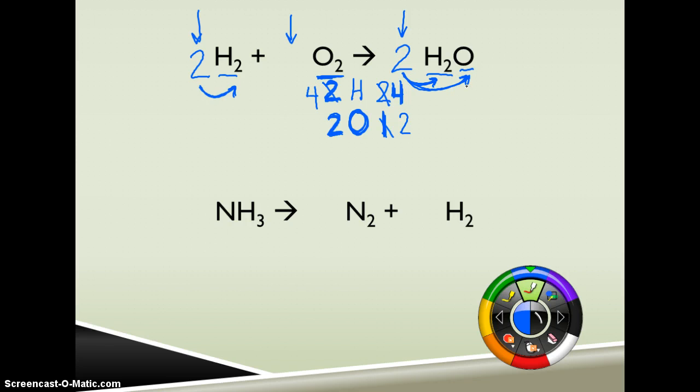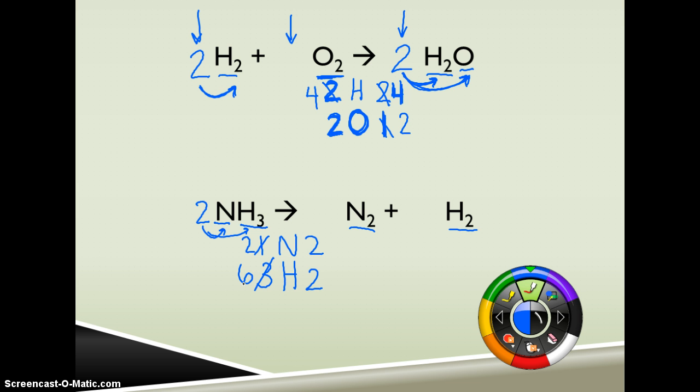Let's try another one. Ammonia can break down into nitrogen gas and hydrogen gas. So we have nitrogen and hydrogen present in our reaction. On our reactant side, we have 1 nitrogen, 3 hydrogen. On our product side, we have 2 nitrogen and 2 hydrogen. So you have a 3 and a 2. You're going to have to find a least common multiple, I think is the term I'm trying to use here. 3 and 2 only have 6 in common. So in order to get to 6, we're going to have to put a 2 in front of the ammonia, which is going to give us 2 nitrogen and 6 hydrogen.